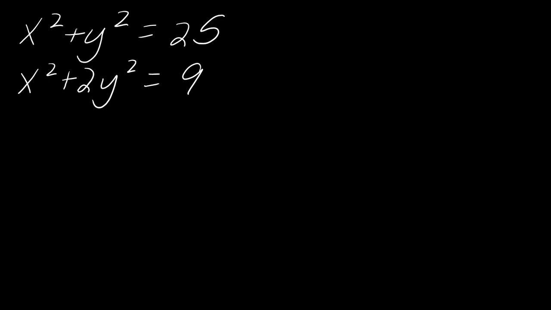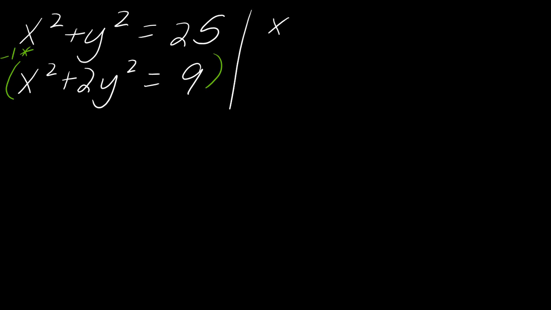And now let's look at a system that has just two nonlinear equations. So these are both circles actually. So in this case, when everything is squared like this, it's probably easiest to use elimination. So what I can do is transform this equation, so I can multiply the whole thing times -1.